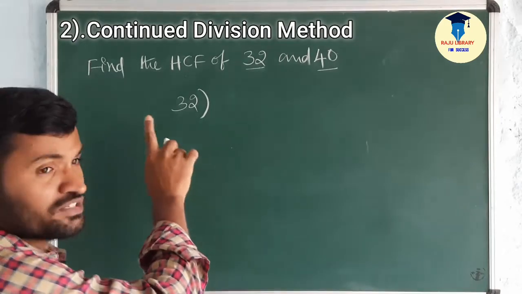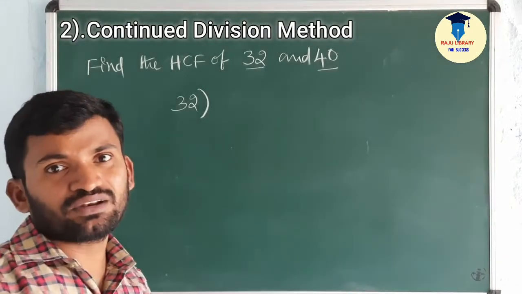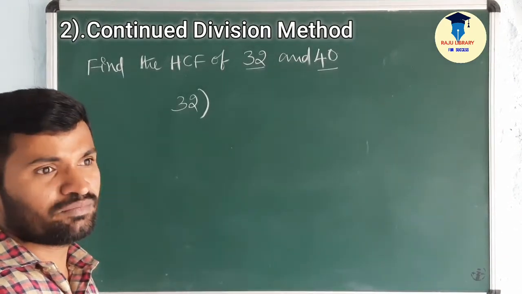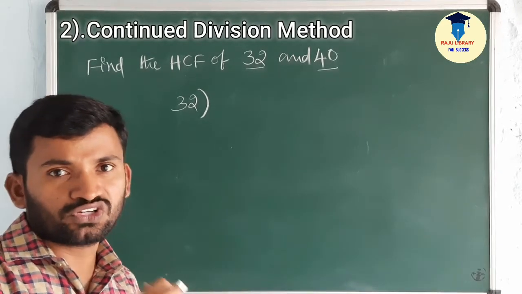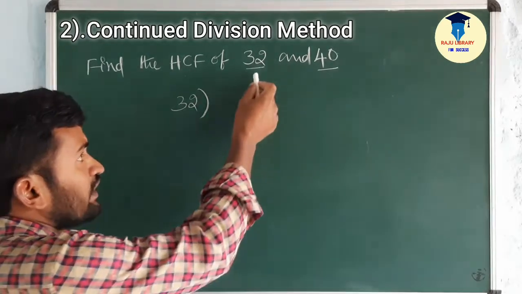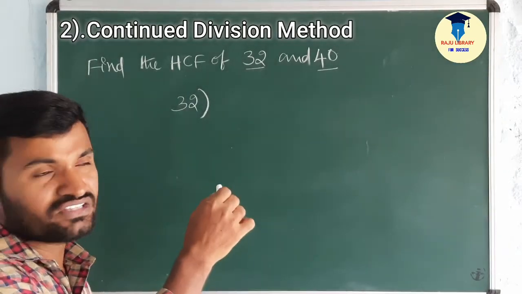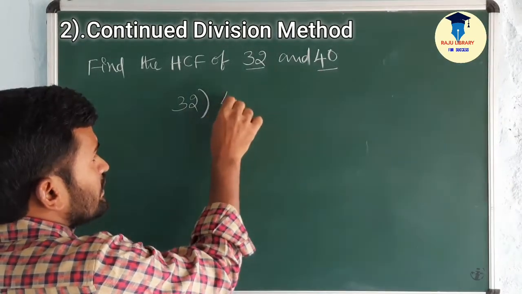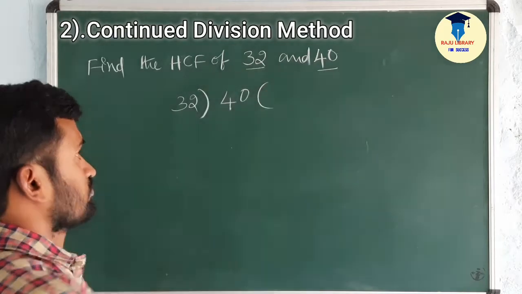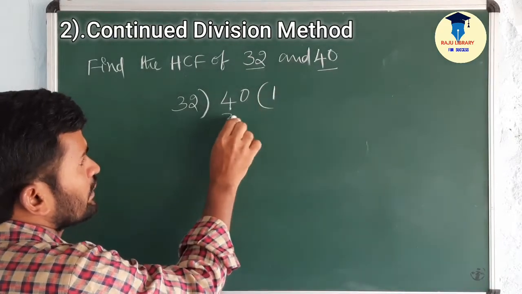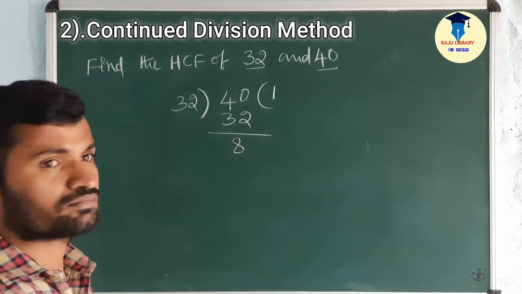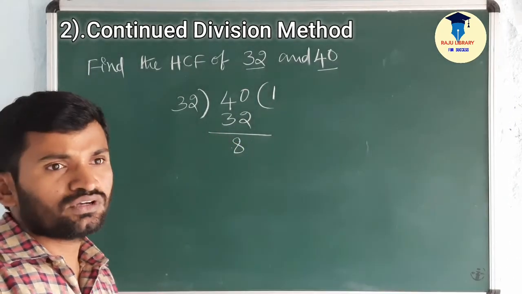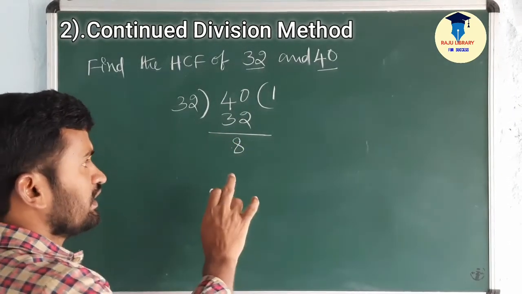See, this method is the continued division method. Division method means we know actual division. That is the process we have to start. So here we take 32 as a divisor and 40 as a dividend. 32 1 ja 32. Next the remainder is 8. 40 minus 32, the remainder is 8.